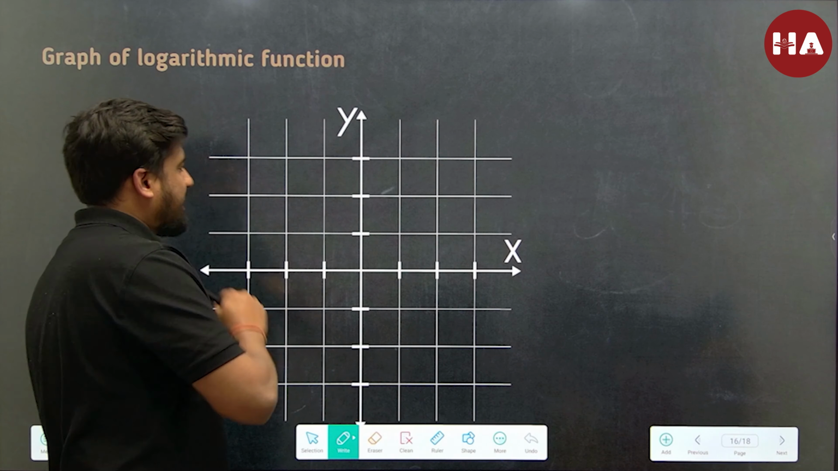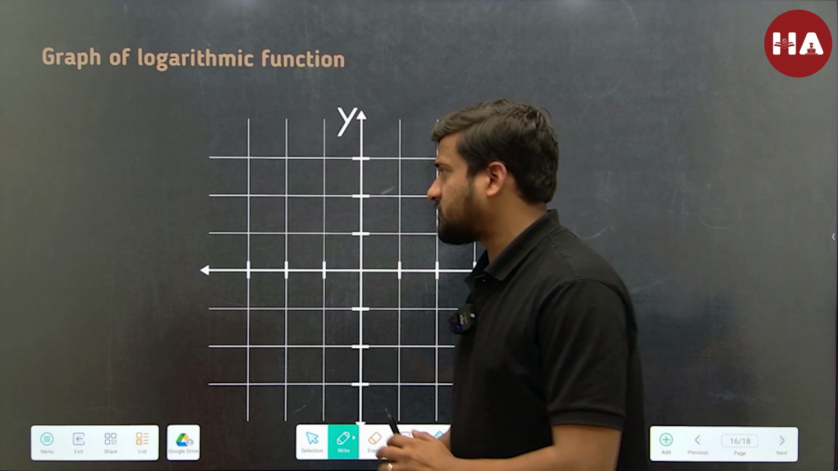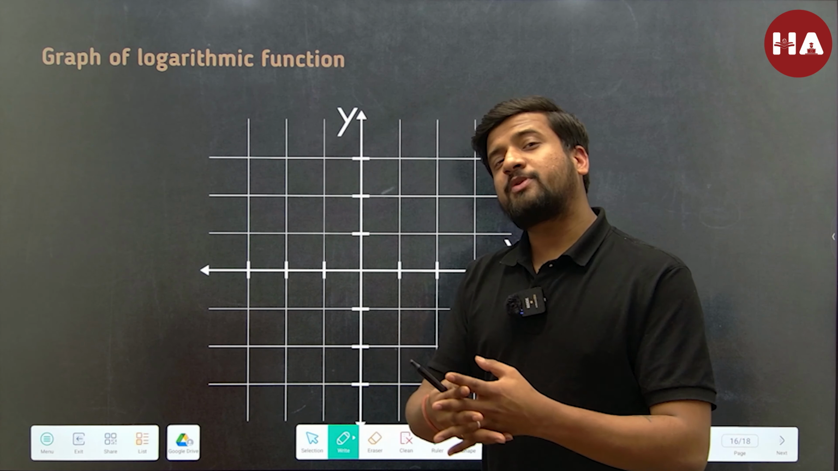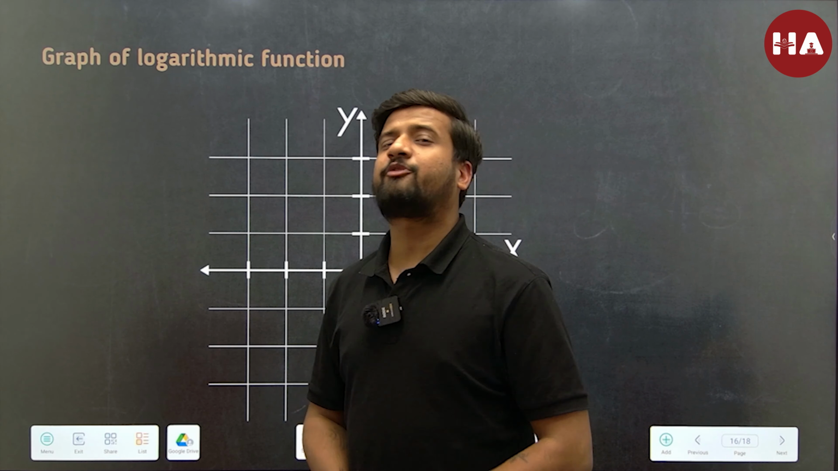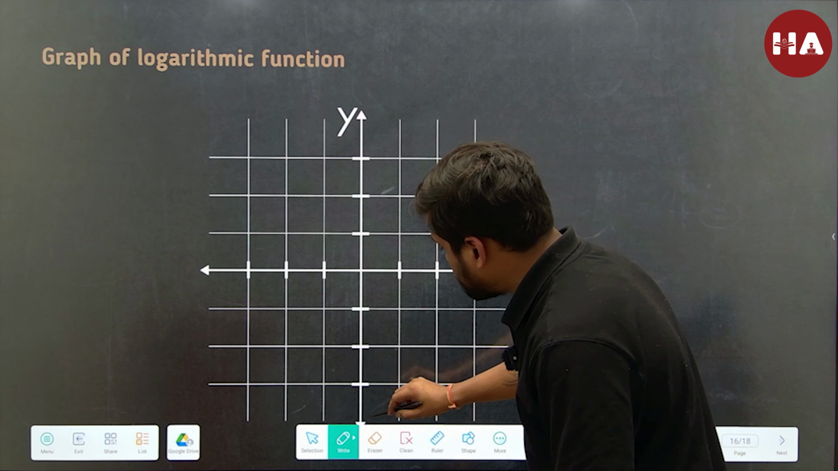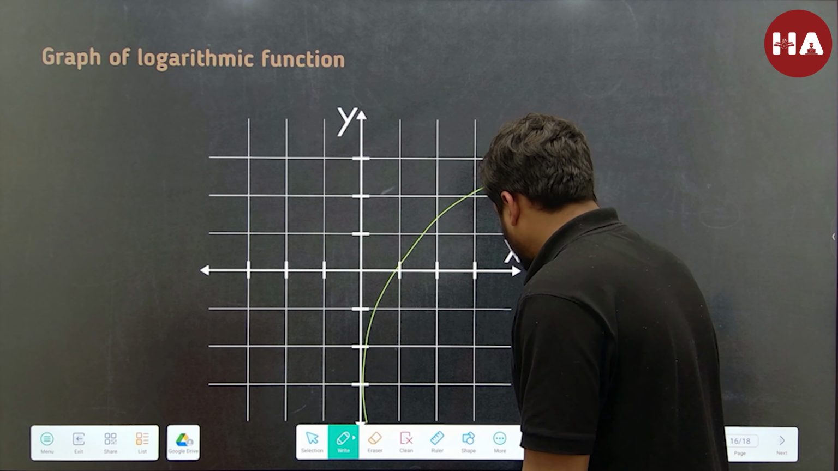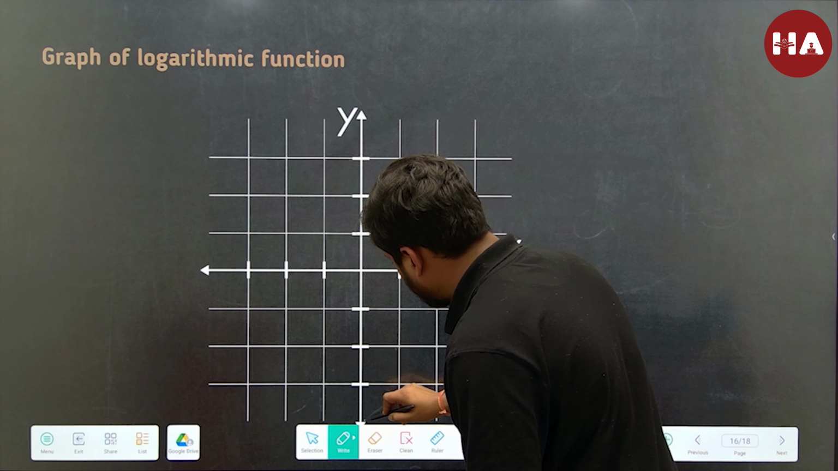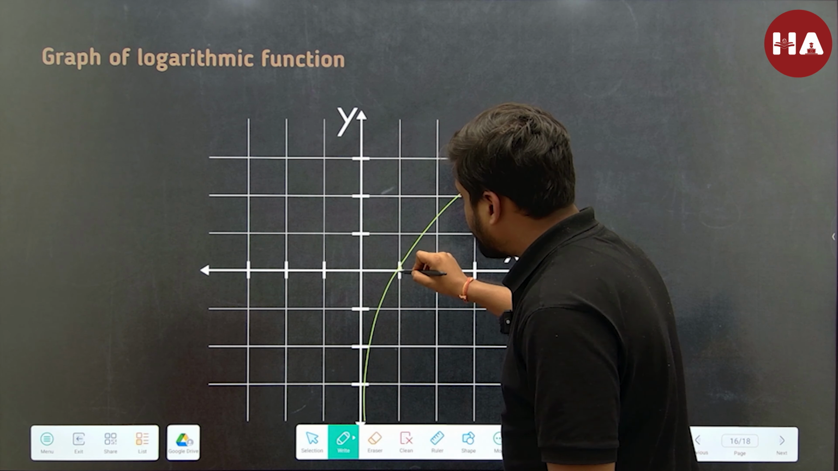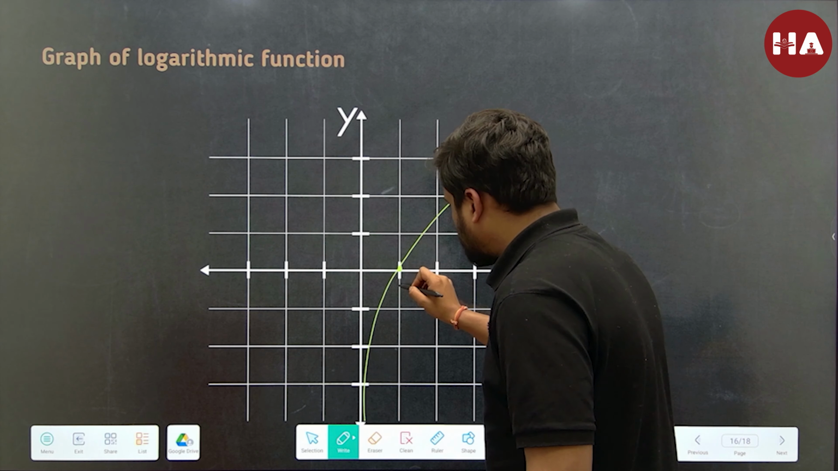Okay, so graph of logarithmic functions. Although we don't deal with logarithmic functions much, all the conditions of what we studied for exponential functions will be the same for logarithmic functions also. So the graph of a logarithmic function is something like this, where the graph passes through x equals 1.